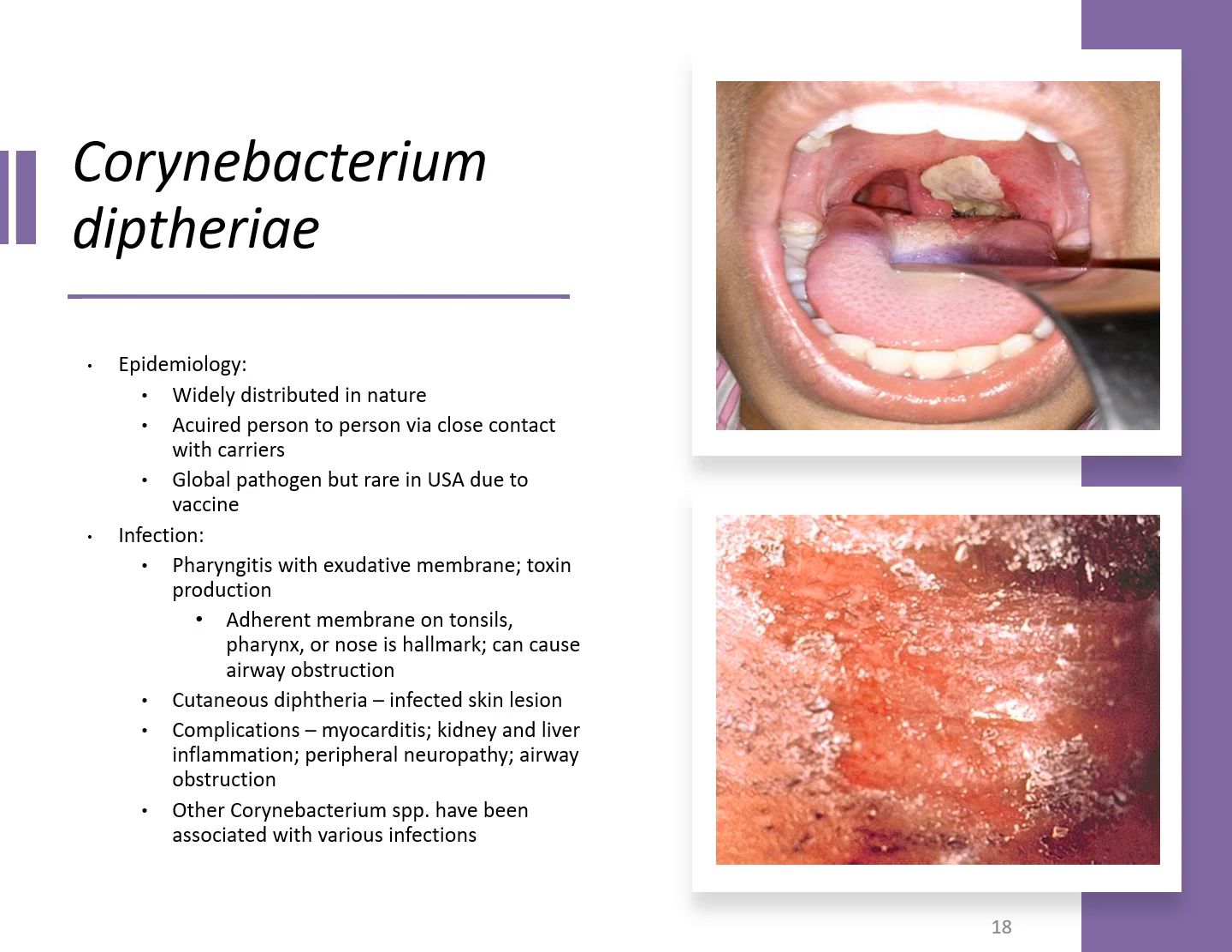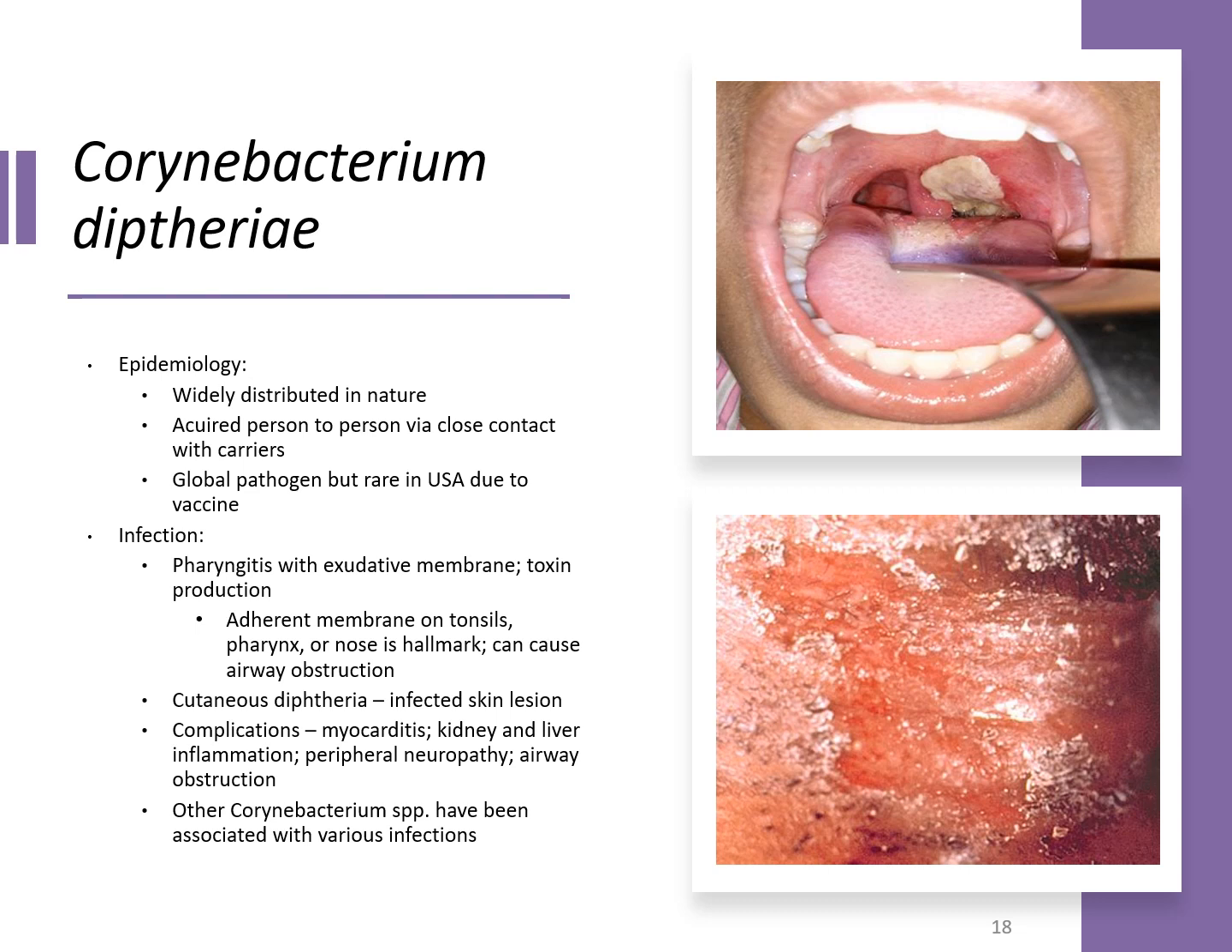Corynebacterium diphtheriae is acquired from person-to-person contact through someone who is a carrier. It is a global pathogen, but it's very rarely found in the U.S. due to the vaccine program. The infection caused by this is a pharyngitis where there's a membrane that forms on the tonsils, pharynx, or the nose, and this is a hallmark of this disease. It can cause airway obstruction, and it also produces a toxin. You have cutaneous diphtheria, in which the skin becomes infected. Some of the complications that can arise from this organism are myocarditis, kidney and liver inflammation, peripheral neuropathy, and of course that airway obstruction, where that membrane starts forming near the respiratory tract.